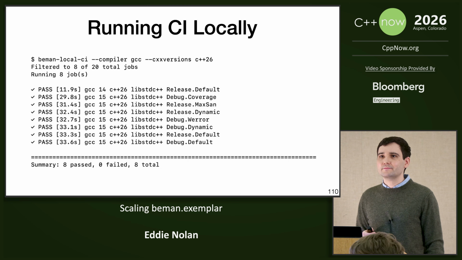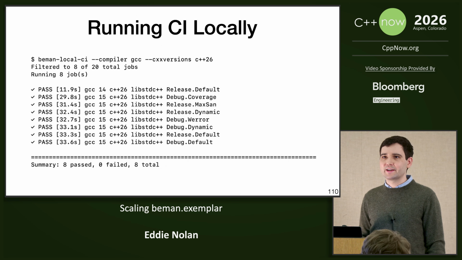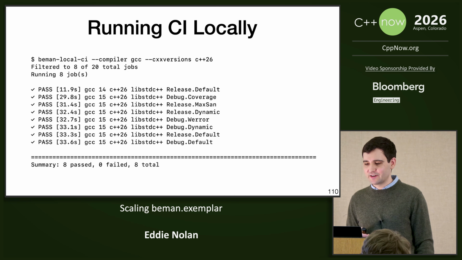Would you specifically run this in the container image that beman infrastructure provides, and then you run this? Do I understand that right? So the idea is that beman local CI is running Docker internally. So it is spawning a bunch of the appropriate Docker containers.